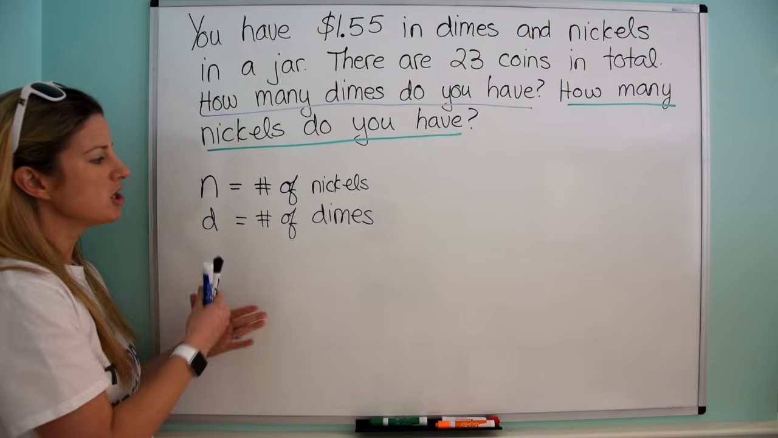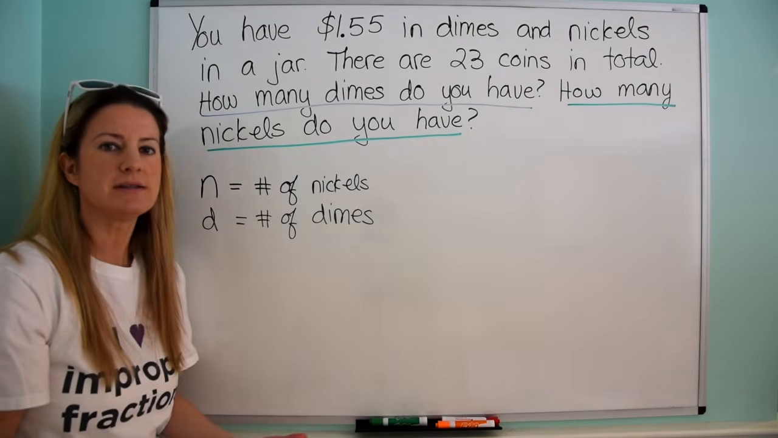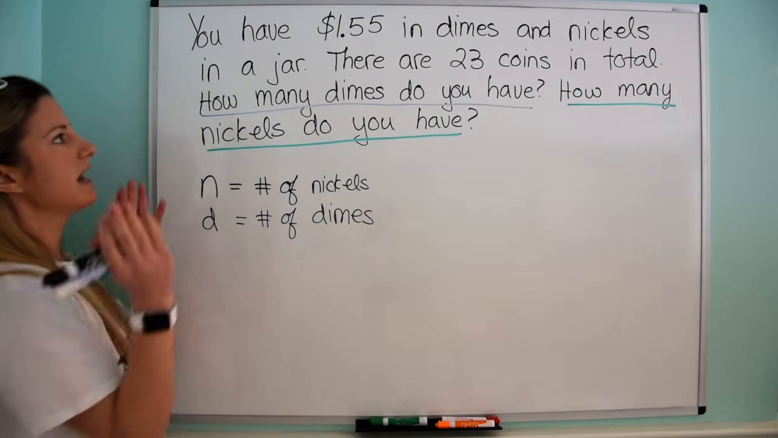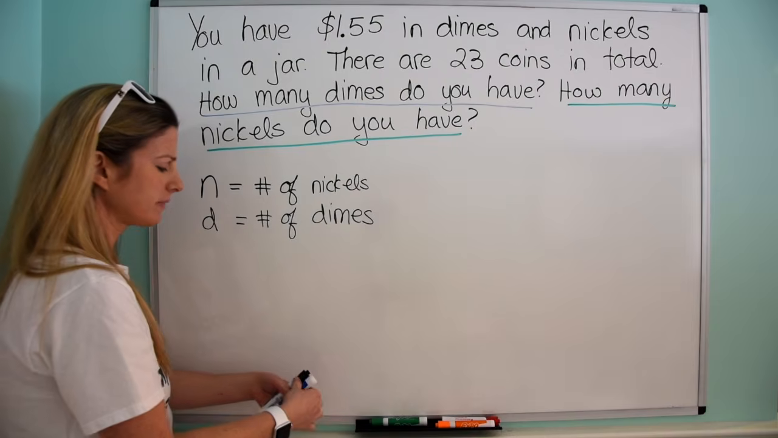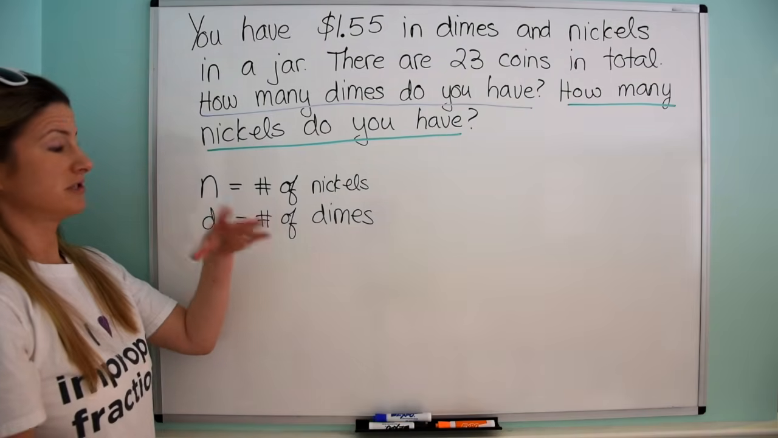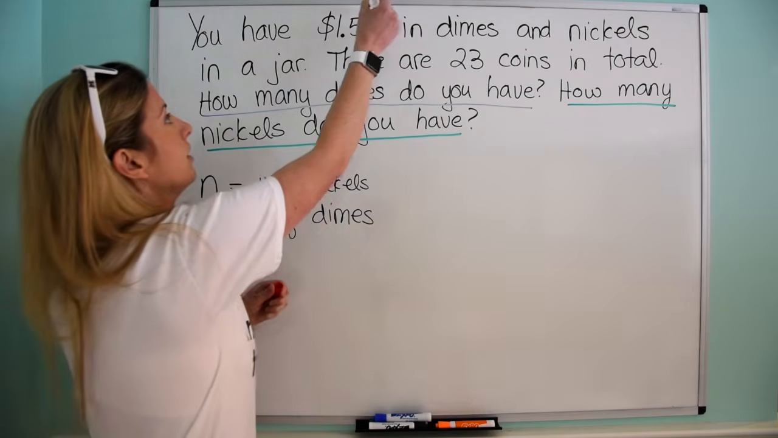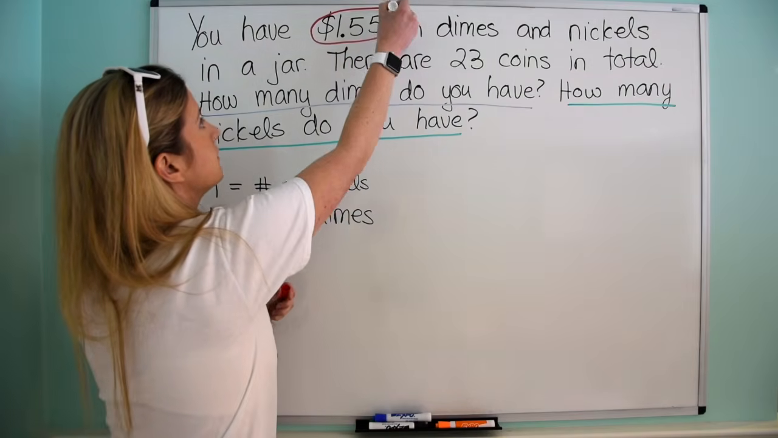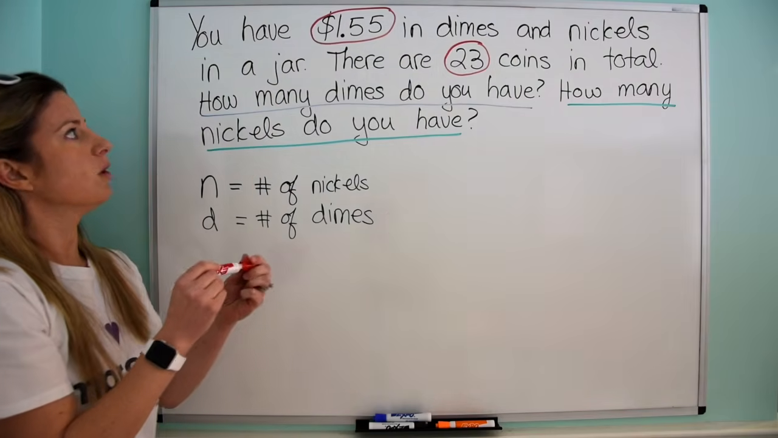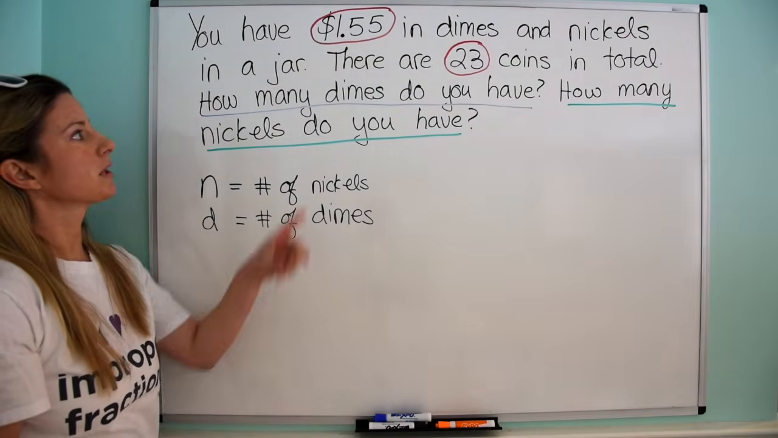Okay, so now that we know our variables, it becomes very easy to figure out what our two equations are going to be. So we're going to look for the other data that we have. And if I look at this question here, I see two numbers that are jumping out at me. The first number is 155, and the second number is 23. Okay, so let's see what those mean.